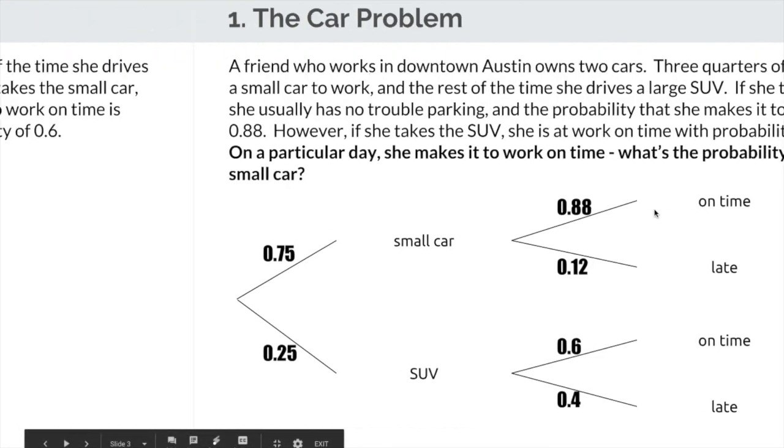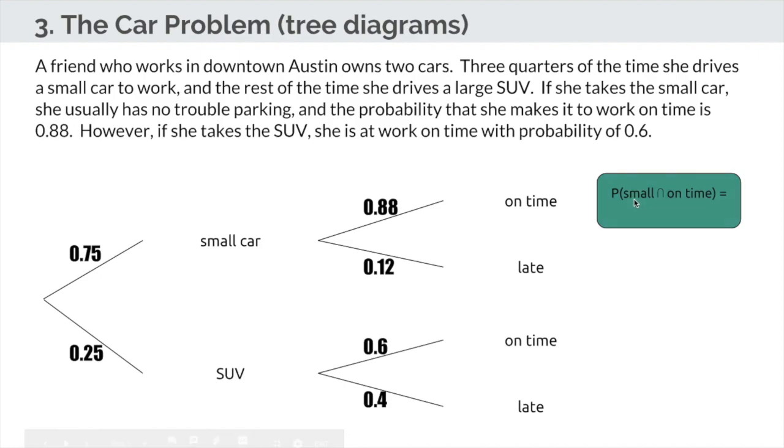So this first thing that's possible is that she is driving the small car and is on time. So for that, I'm simply going to multiply 0.75 times 0.88, which gives me 0.66. Okay. Second thing that can happen is that she drives the small car and is late. So 0.75 times 0.12 is 0.09. So the probability of small car and late is 0.09.